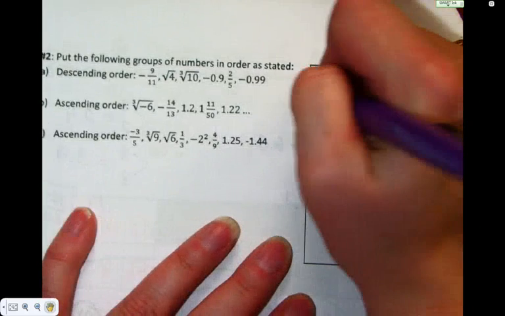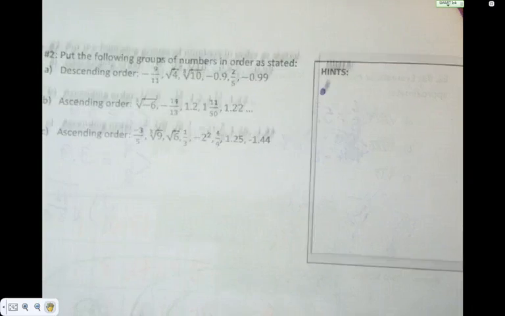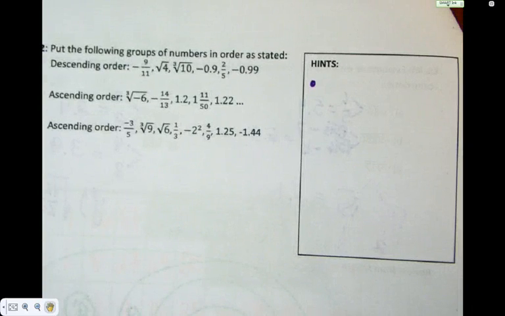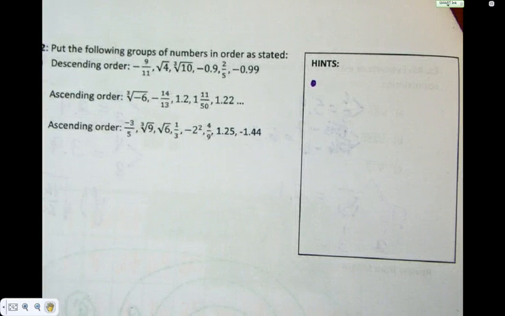Hint number one. Same hint we would have told you last year. Anybody remember? If you were to do this question, what's the first thing you'd want to do? Probably grab your calculator, and what would you want to calculate?